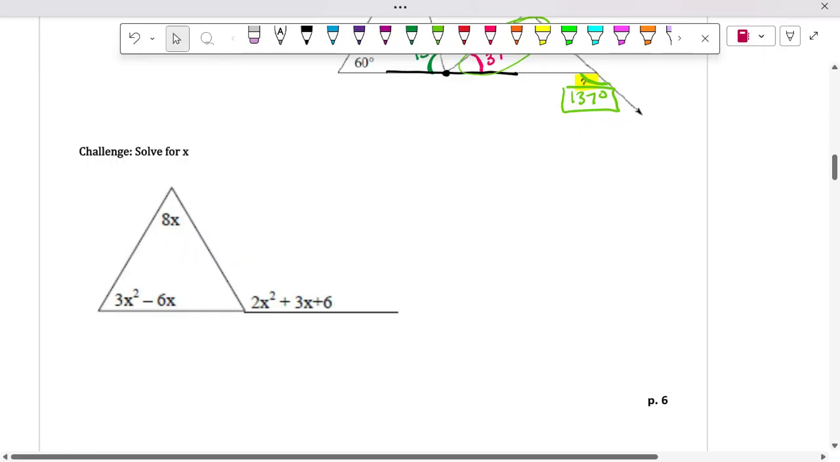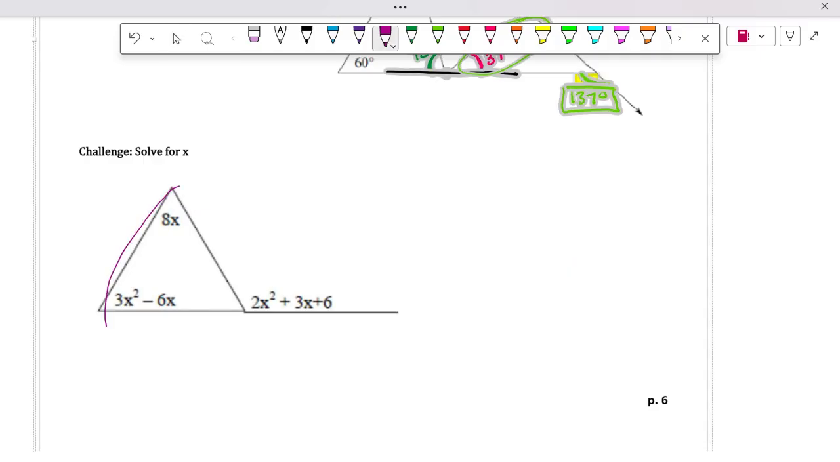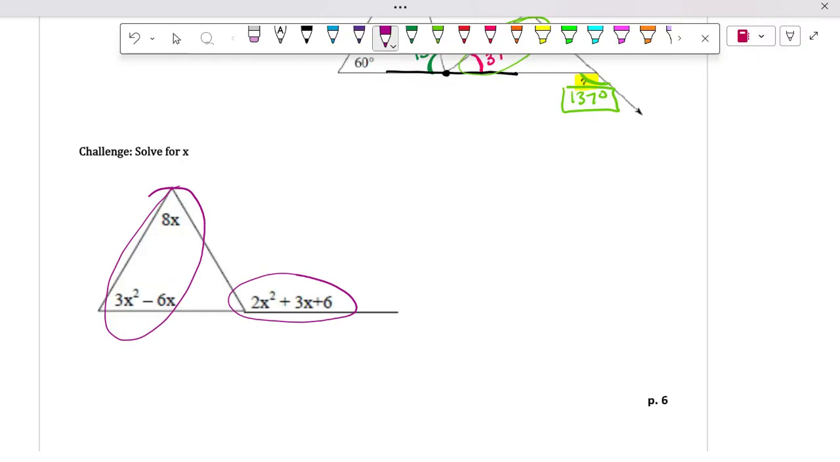So just from looking at this problem, what theorem do you think we're going to be using? Exterior angle theorem. So we got the two non-adjacent, and then we got the exterior angle. So how would I set this up? So what equal to each other? 8x plus 3x squared minus 6x and 2x squared plus 3x plus 6. So 3x squared minus 6x plus 8x. You're going to add these two together. Set them equal to the exterior angle.